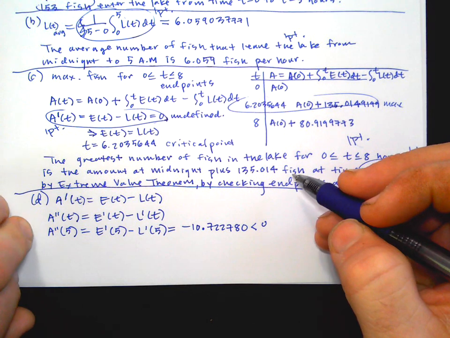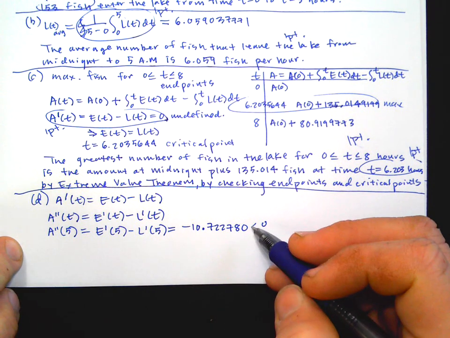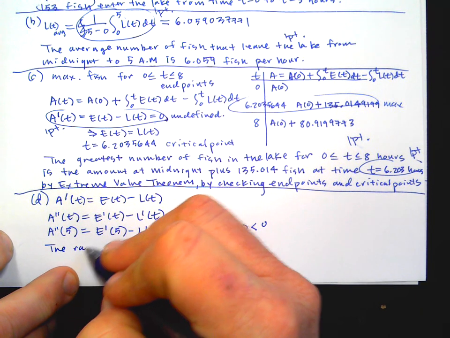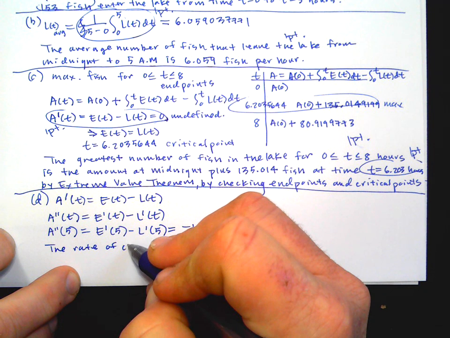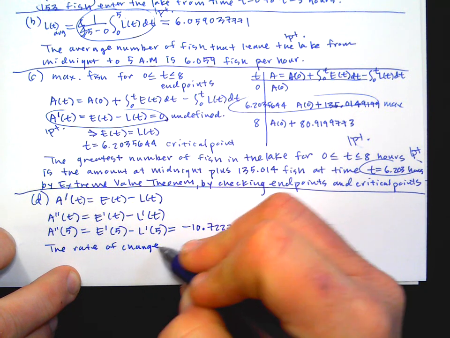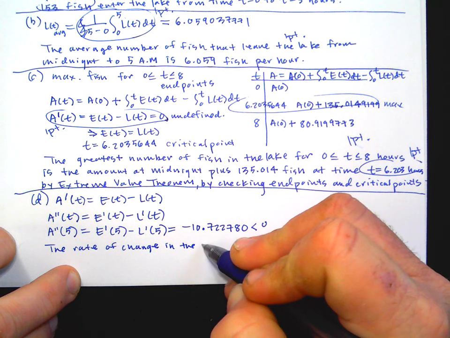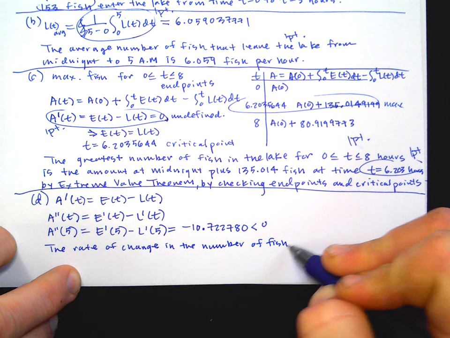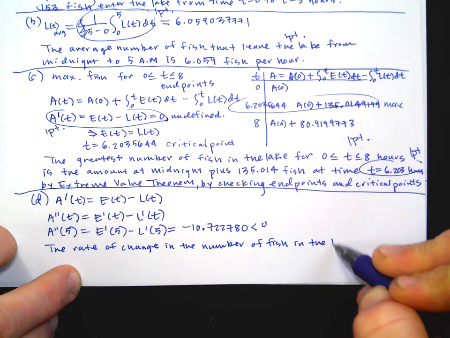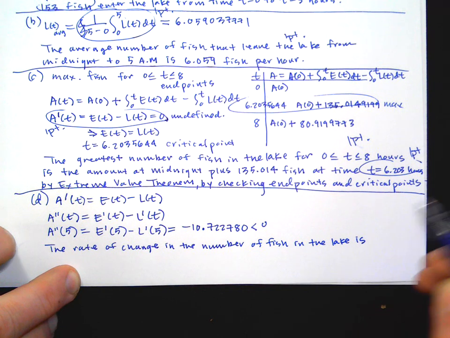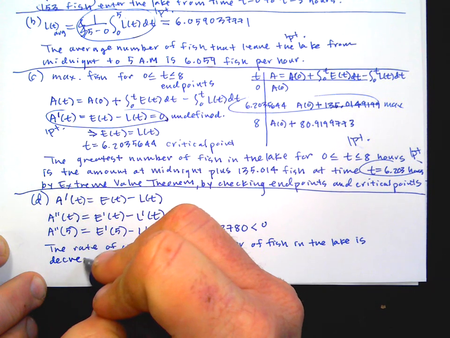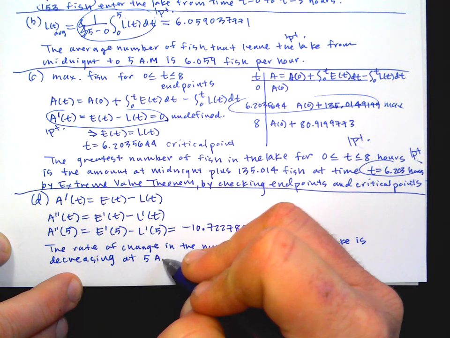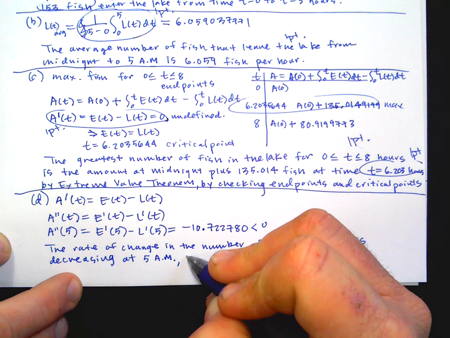So we need to say that and justify it. Our work right here is going to help us justify it. You really should have some numbers to back up your answer. So I'm going to say the rate of change in the number of fish in the lake is decreasing. So that's the key word right there, decreasing at 5 a.m. It's good to mention when it is. Is it decreasing all the time?